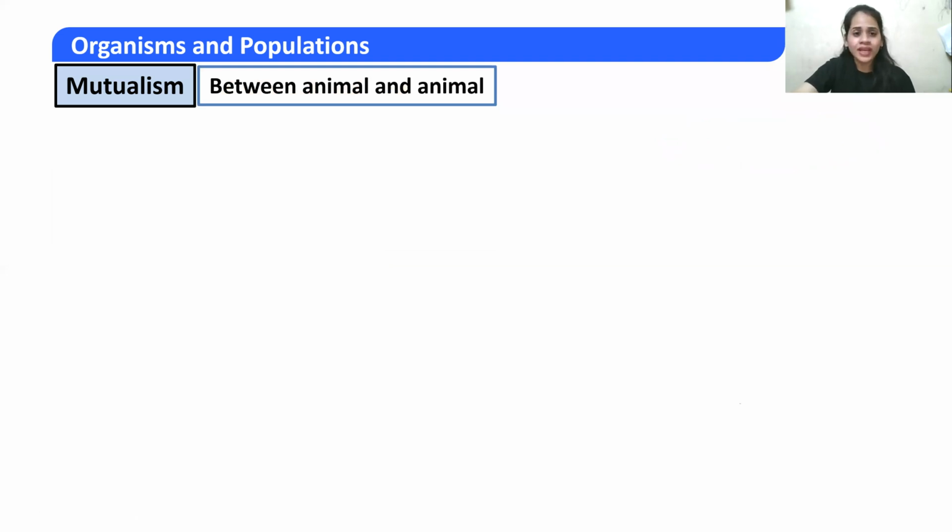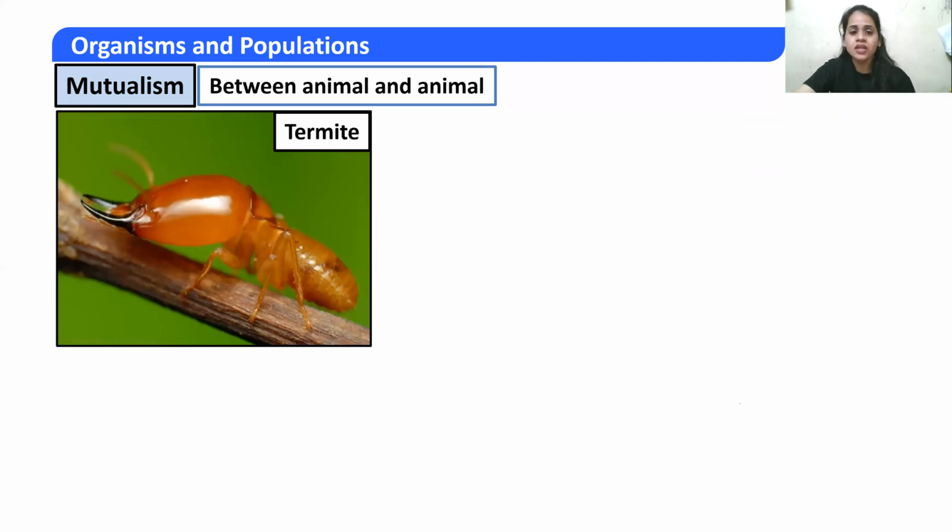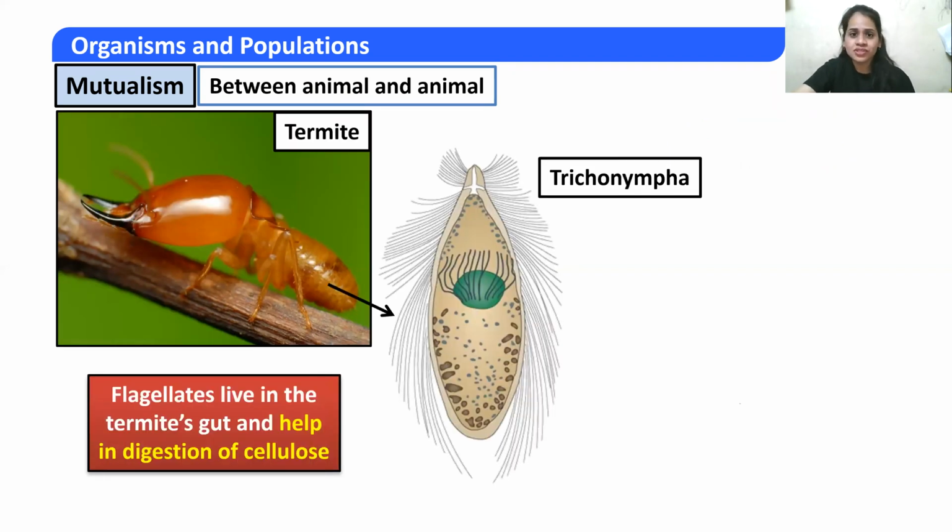So let us talk quickly about all the examples. So the first one is between an animal and an animal. So here there are two organisms which I have put on the screen. The first one is the termite and the second one is Trichonympha. So these flagellates live in the termite's gut and help in the digestion of cellulose. Okay, so Trichonympha is going to stay in the termite gut. So it's going to get benefited. It's going to have a host, and it is going to help the termite in its digestion. So both of them are going to get benefited.